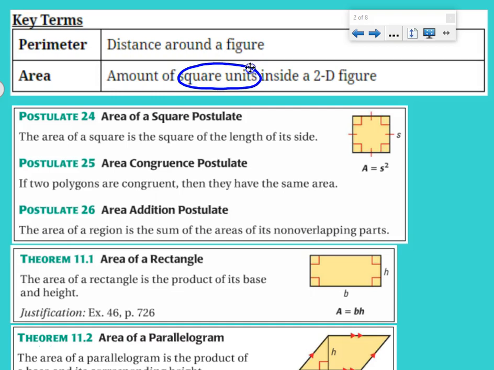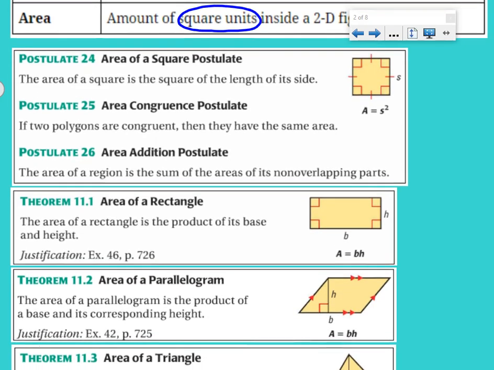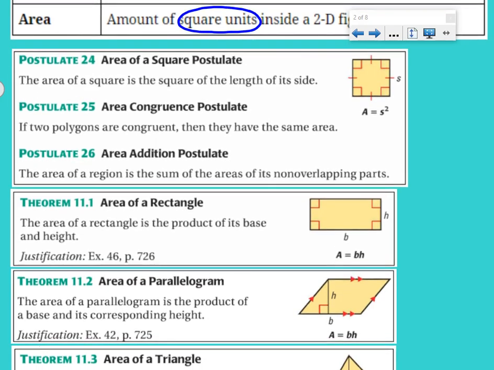So we have some postulates. This should be a lot of review from what you did last year in 7th grade or in 6th grade, so we'll go through it pretty quickly. Postulate 24, area of a square postulate: area of a square is area equals side squared. Area congruence postulate: if two polygons are congruent, then they have the same area because they're the exact same shape. And then area addition postulate: the area of a region is the sum of the areas of its non-overlapping parts.